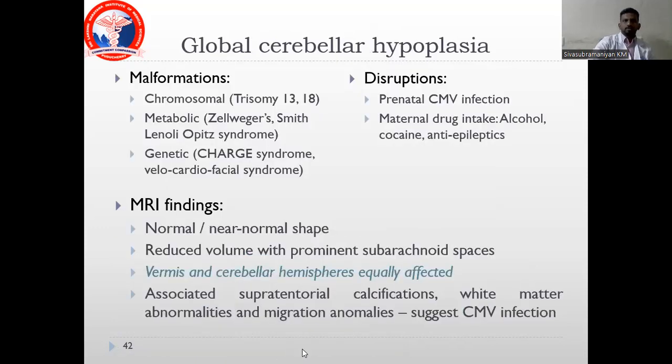So there is global cerebellar hypoplasia, which can either be malformation or disruption. In malformation, you have the trisomies and the Zellweger syndrome. Whereas in disruption, you have the CMV infection and maternal alcohol intake, drug abuse like cocaine. So in MRI, you see a normal or near-normal shape with reduced volume with prominent subarachnoid spaces and associated supratentorial calcifications with CMV infection.